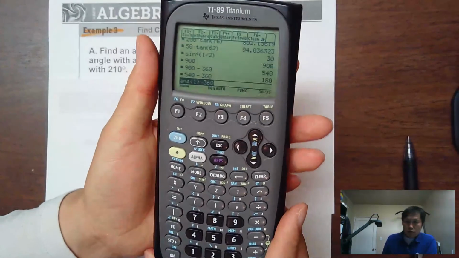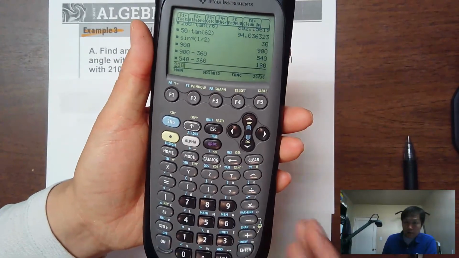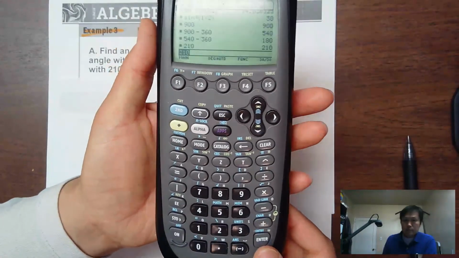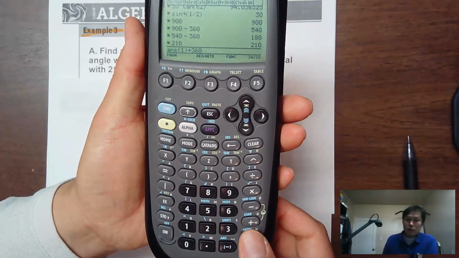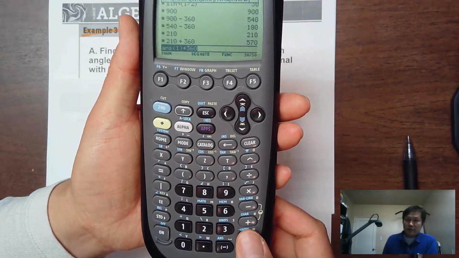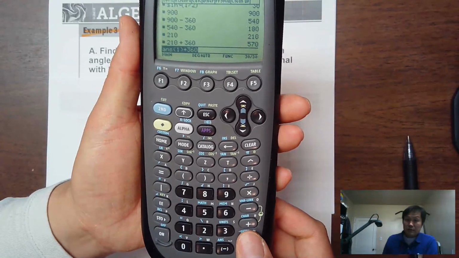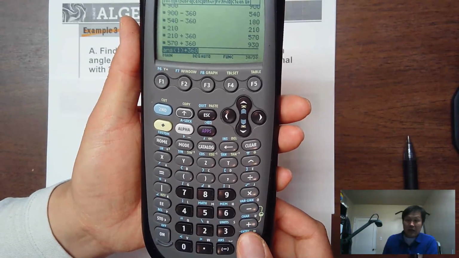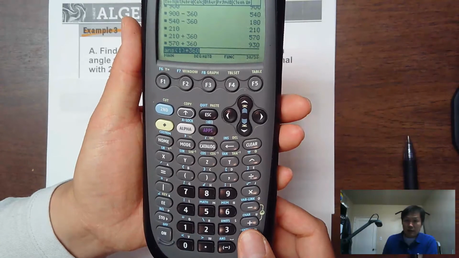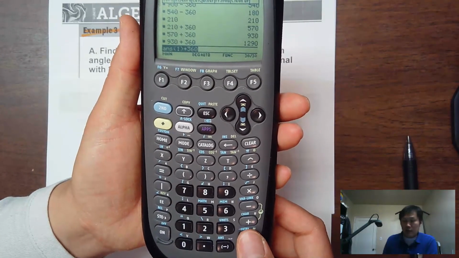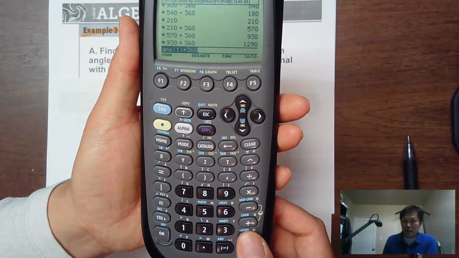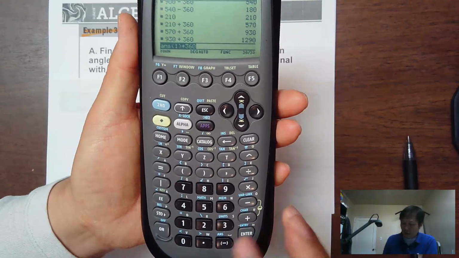So what you can do is you have 210, type it in, and you can add 360 as many times as you want. So it could be 570. I'm gonna add 360 one more time. It can be 930. You can add 360 one more time. It can be 1290. You get the idea. There will be infinitely many number of answers.